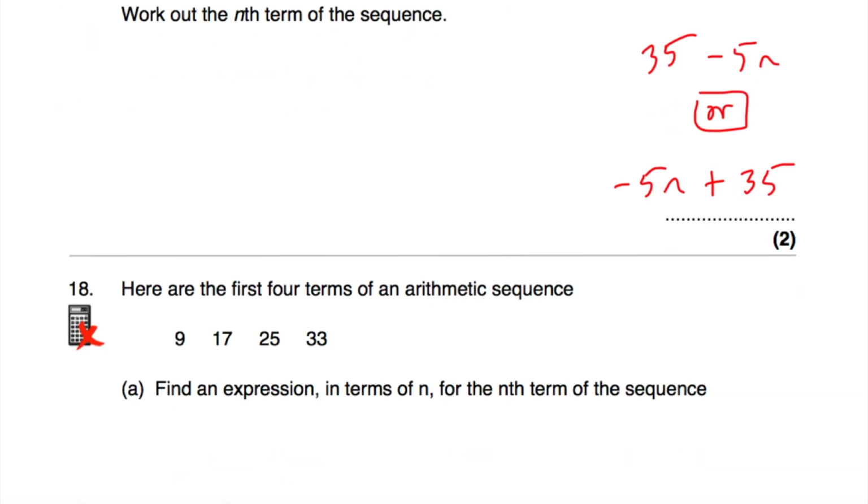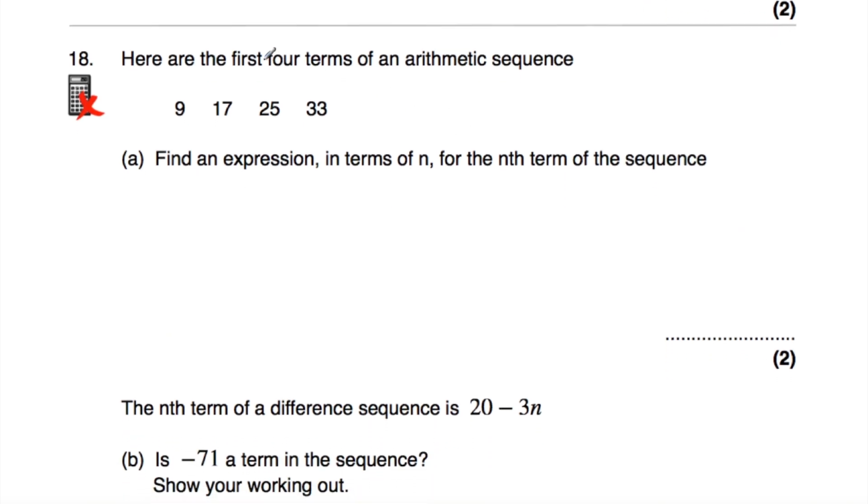Okay, let's look at our next question, question number 18. We're told here are the first four terms of an arithmetic sequence. An arithmetic sequence is a sequence that's getting bigger by the same amount each time or smaller by the same amount each time. So we've got 9, 17, 25, 33. They're getting bigger by 8 each time. So because they're getting bigger by 8 each time, let's write down our multiples of 8. So 8, 16, 24, 32, and we'll call that 8n.